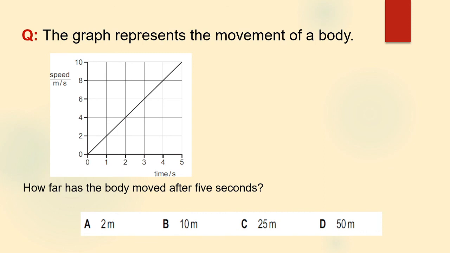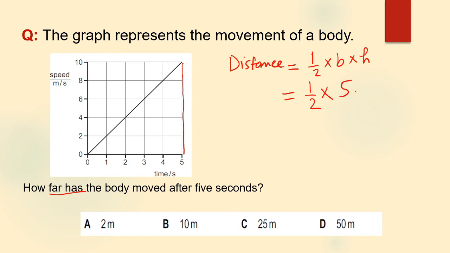The graph represents the movement of a body. How far has the body moved after 5 seconds? How far means distance. Distance equals area under the graph, and the area under the graph looks like a right angle triangle. So it's half times base times height. Half times base is 5 seconds, and the height is 10 meters per second. So second is going to be cancelled with the second.